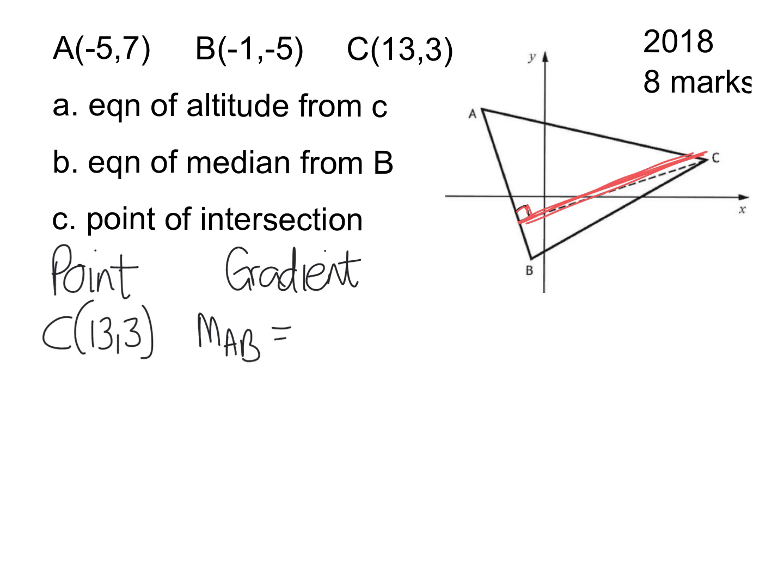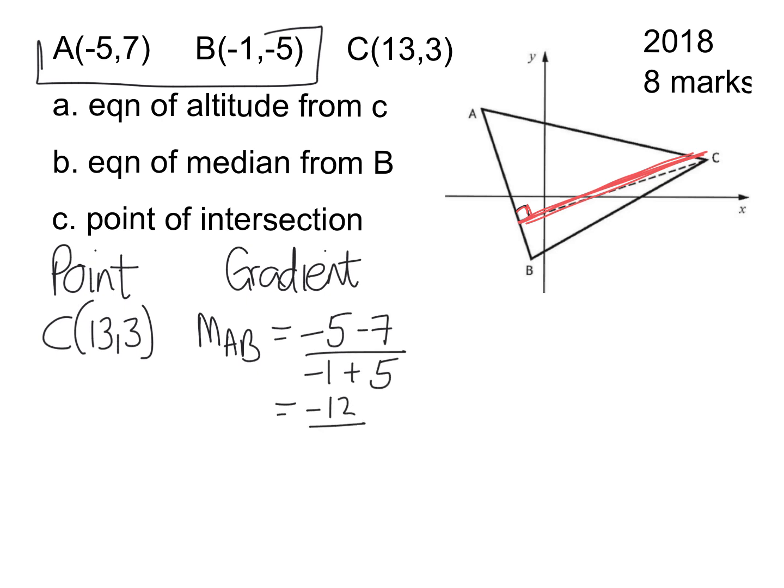So I've not written my coordinates out, so I'm just going to have to look up here. So we are doing minus 5 minus 7 and then minus 1 minus minus 5, so it turns into a plus 5, which gives us negative 12 over positive 4, which gives us negative 3. Perpendicular to that would make that, remember that's 3 over 1, flip it, would become positive 1/3.